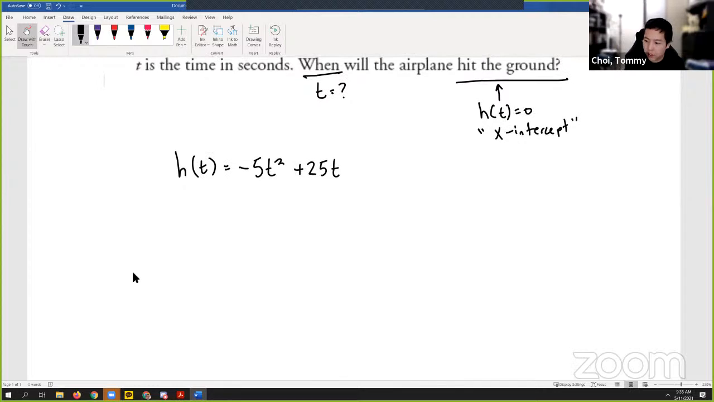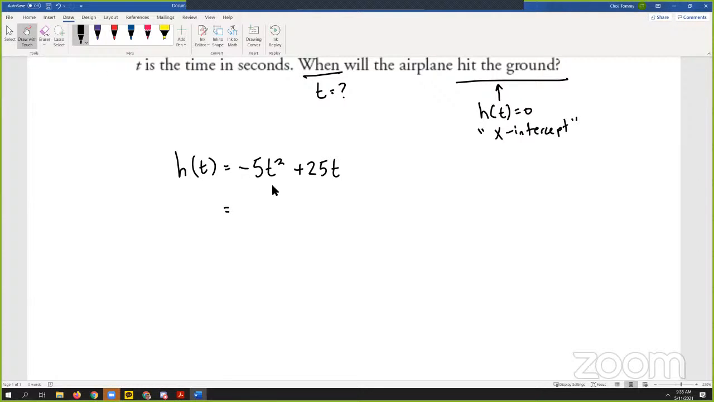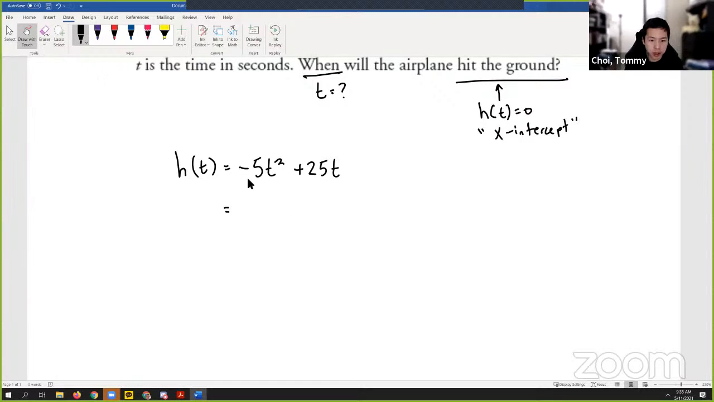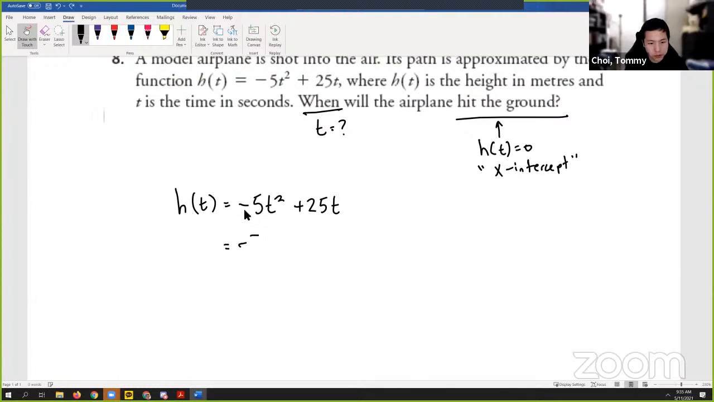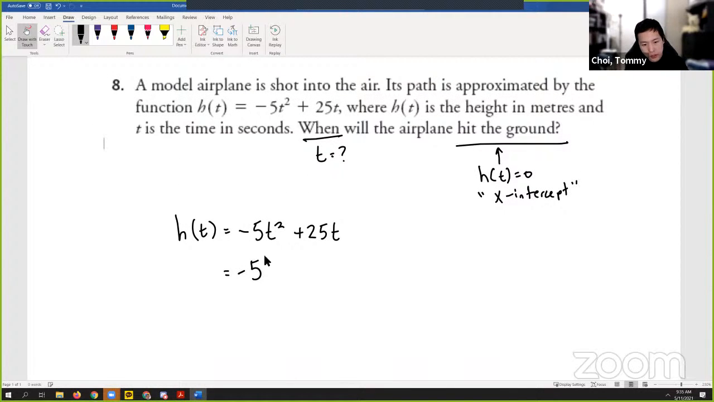So we want to factor this. How do we factor this? What's the number one step? No matter what. Common factors. Yes, finding a common factor. So first we look at the numbers. Negative 5 and 25. We can factor out negative 5, that's for sure. Can we factor out a t?